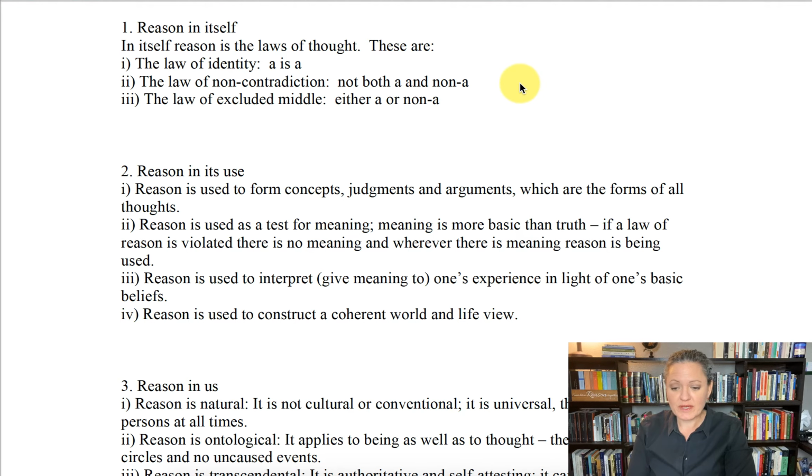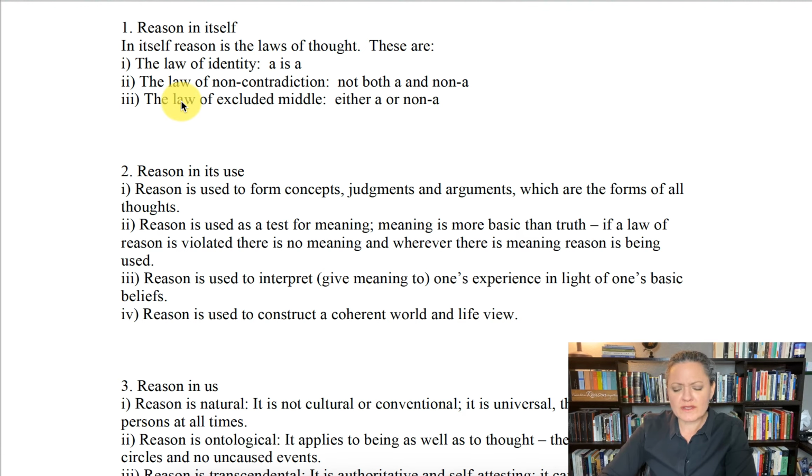For example, at time A, it's an iPhone, and at time B, later on down the line, maybe it's a paperweight because it doesn't work anymore. So something can't be both A and non-A. That's where we get this idea of contradictions. You're saying one thing and the other thing at the same time. That doesn't make any sense.